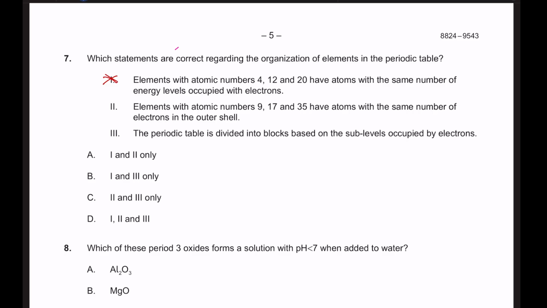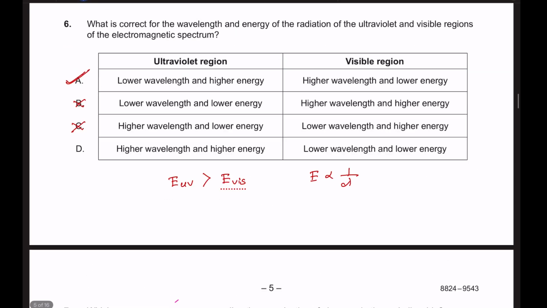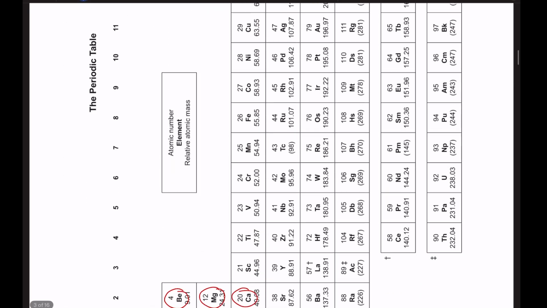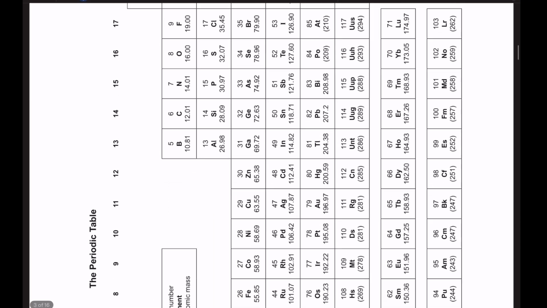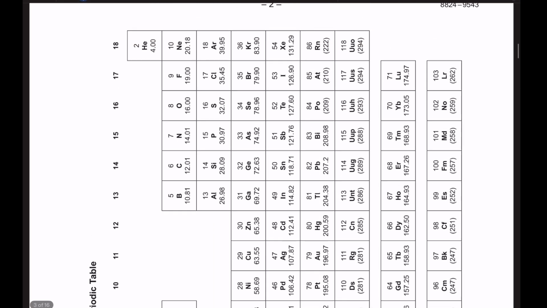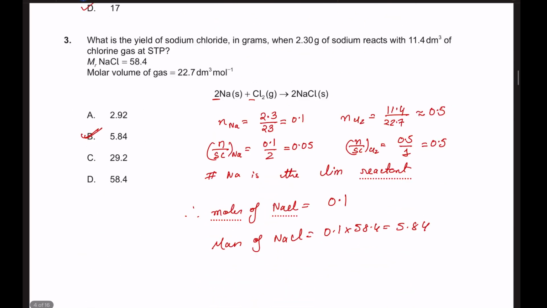Elements with atomic number 9, 17, 35 have atoms with the same number of electrons in the outer shell. So let's check whether they are in the same group or not. 9, 17, 35. They're in the same group, group 17, right? So they have the same number of outer electrons. This is correct.